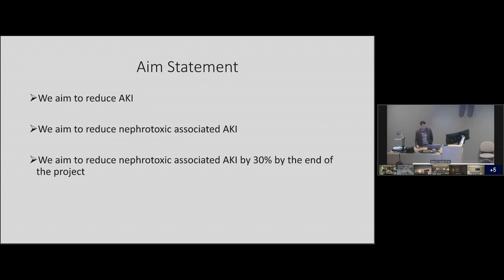We aim to reduce nephrotoxic associated AKI by 30% by the end of the project. So I think it's getting better. It's specific. They could say by what criteria they measured AKI potentially. It's measurable. There's a number there. It's certainly obtainable, but 30% would be also a huge change. It's actually going to require you to do something different rather than just working harder.